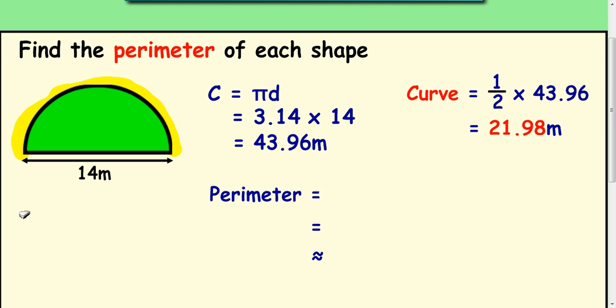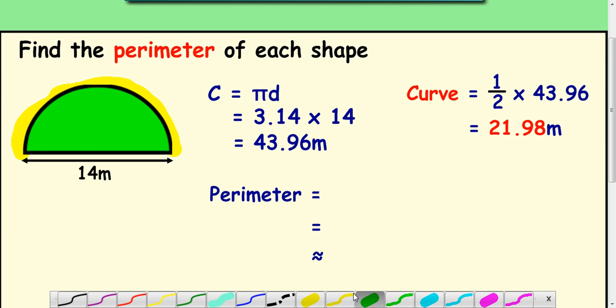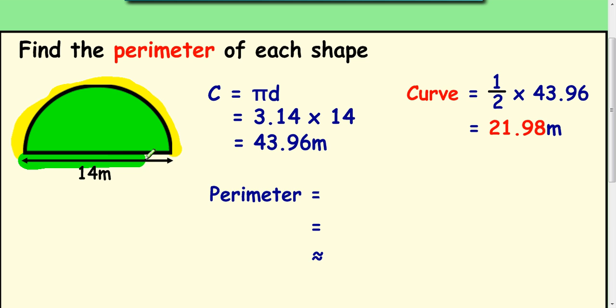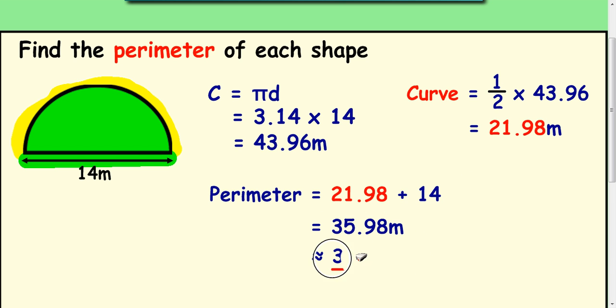But I'm not finished yet. What I need to do is go back along here to finish my perimeter. So I need to add on an extra 14 to get my perimeter. So take my 21.98 and add on an extra 14, which gives me this answer, which is approximately 36 metres.